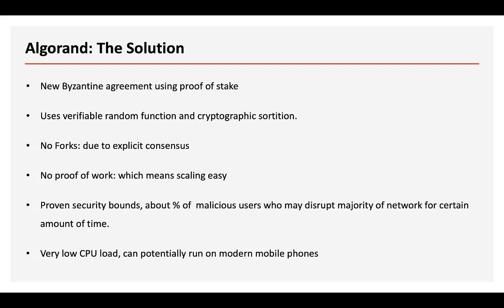And this is unlike Bitcoin. The mathematical theoretical analysis has been done by the authors of Algorand, and there are pretty good bounds and everything that was done. Since the process is always done by selecting only 1,000 nodes, and they don't have to do any proof of work, this is very low on CPU load, and then it can potentially run on modern mobile phones.